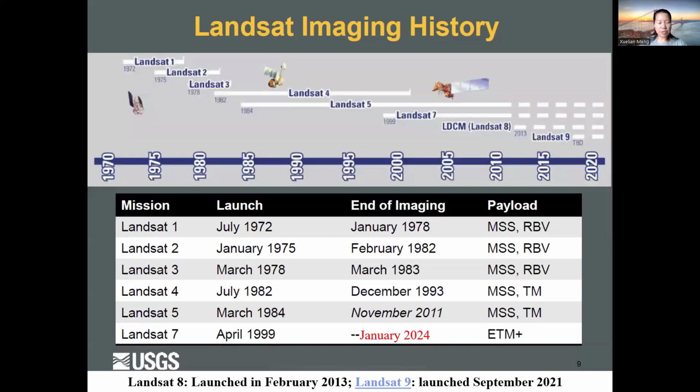So the Landsat mission has a very long history, since the early Landsat 1 launched in 1972 that started the legendary civil application of satellite sensors. So as of today, it has launched Landsat 9 in September 2021.